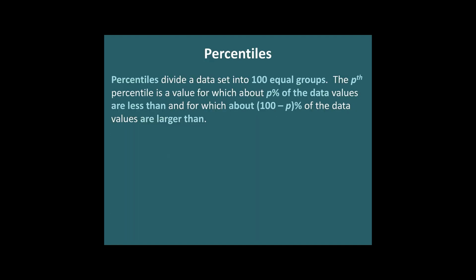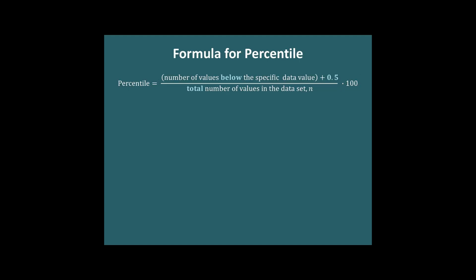Percentiles. Percentiles divide a dataset into 100 equal groups. The pth percentile is a value for which about p% of the data values are less than, and for which about 100 minus p% of the data values are larger than. Here's the formula for percentile. Notice that we take the number of values below the specific data value, add 0.5, and then divide it by the total number of values in the dataset n. And let's not forget to multiply by 100.